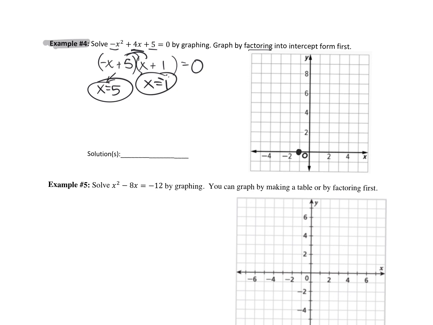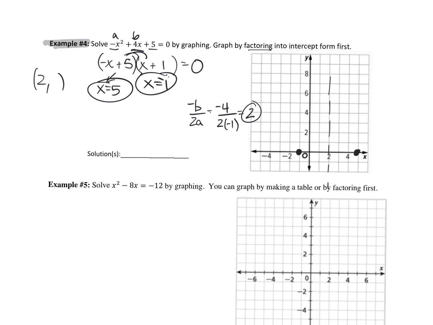So here's negative 1, here's 5. I can also find my vertex. If I want to find that next, I can say it's negative b over 2a, or right in the middle of this, which you could find too, but negative 4 over 2 times negative 1. Here's my a, here's my b. I end up with positive 2, which is where I would think it would be. So it's 2 comma something.